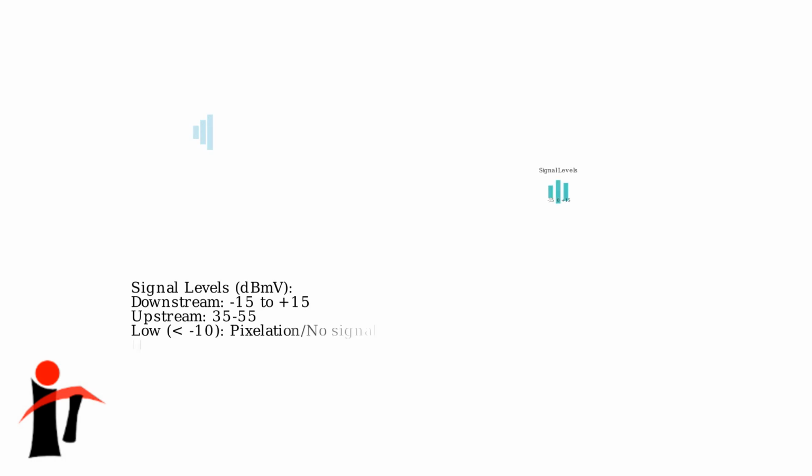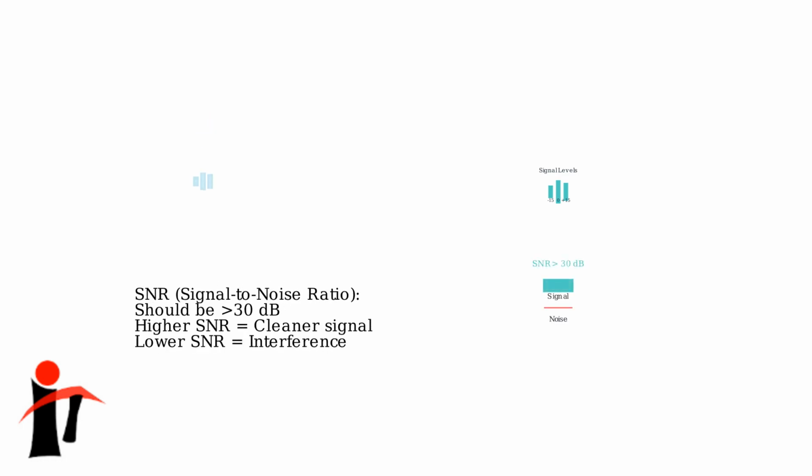Signal levels are measured in dBmV. For digital cable, downstream TV signals should be between -15 to +15 dBmV. Upstream internet signals need 35 to 55 dBmV. Low signal levels below -10 dBmV cause pixelation or no signal errors, while levels above +20 dBmV can overload the tuner. Another key metric is SNR, or signal-to-noise ratio, which should be greater than 30 dB for clear reception.